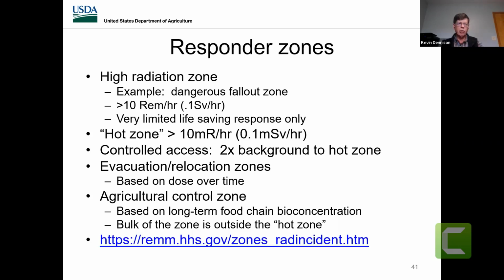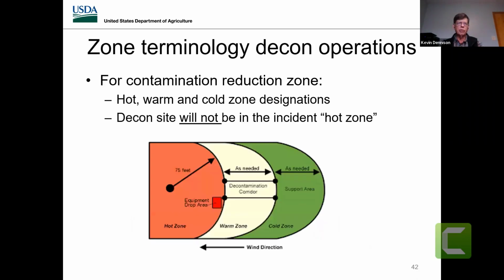And then the agricultural control zone is a zone in which most of it is not even evacuated. It's based on long-term food chain bioconcentration, and it's not in the hot zone except for a small amount of it. It's mostly going to be in the non-evacuated zone. And there's some more stuff about zones in the REM site. So I hope I haven't confused that too much.